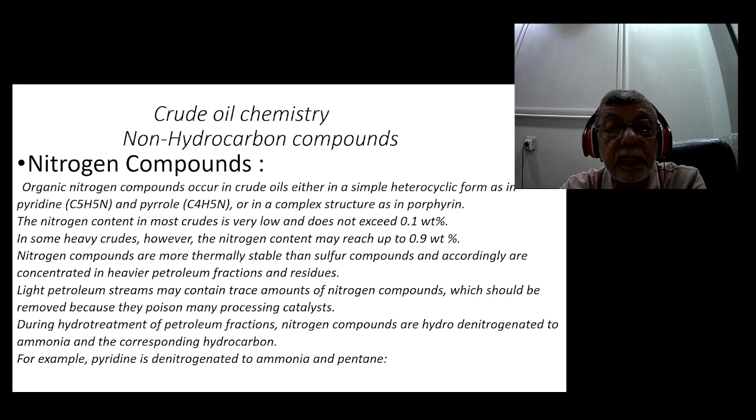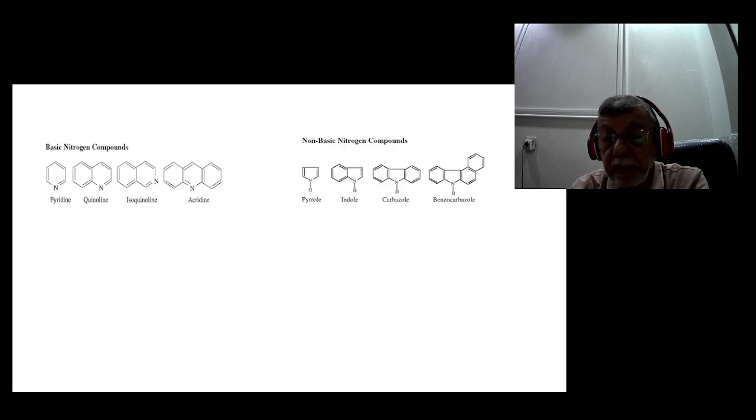Light petroleum streams may contain trace amounts of nitrogen compounds, which should be removed because they poison many processing catalysts, especially cracking catalysts, zeolite. During hydrotreatment of petroleum fractions, nitrogen compounds are denitrogenated to ammonia and the corresponding hydrocarbon. For example, pyridine is denitrogenated to ammonia and pentane.